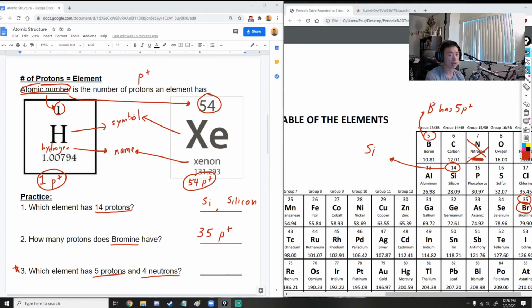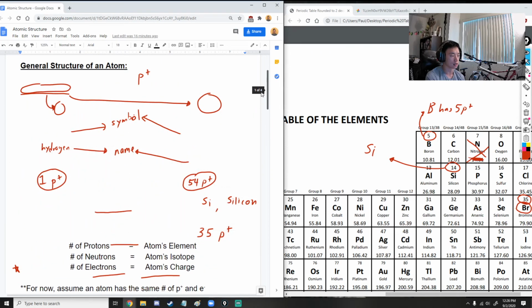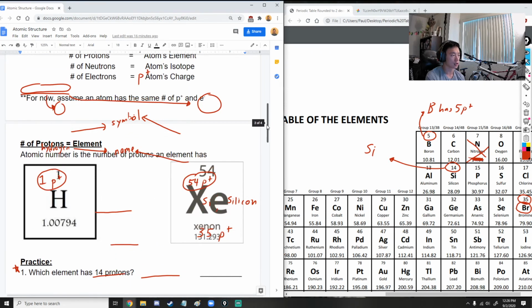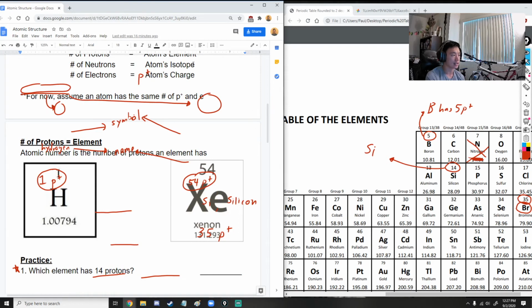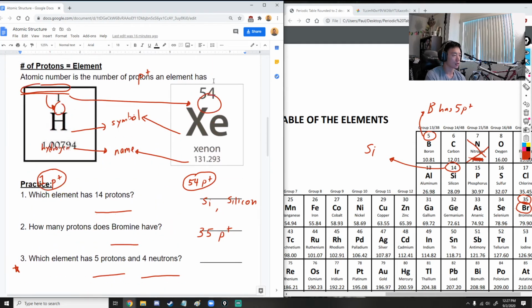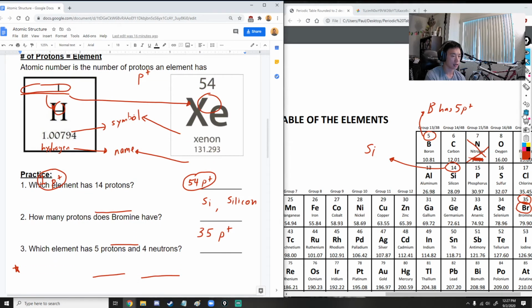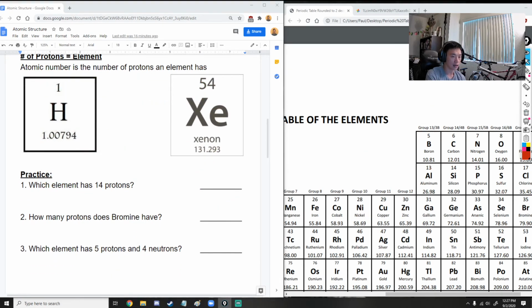If we go back to our notes, let's talk about what neutrons do. What do the neutrons tell us? The neutrons tell us something called the atom's isotope, right? Are we talking about isotopes right now? No, we're not. We're only talking about the element. So this was kind of a trick question, because we're not looking at isotopes. Instead, we're only looking at protons.